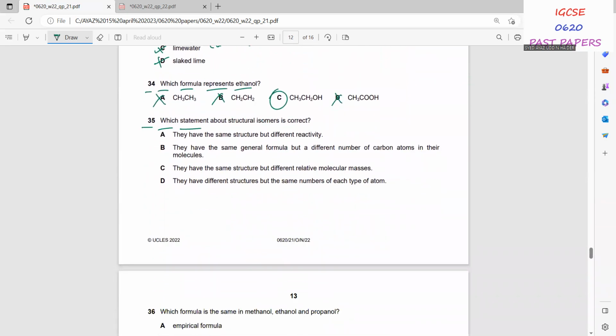35. Which statement about structural isomers is correct? A, they have the same structure but different reactivity. No, this is wrong. B, they have the same general formula but a different number of carbon atoms in their molecules. This is also wrong. C, they have the same structure but different relative molecular mass. This is again wrong. Structure will be different and relative molecular mass will be the same. So D will be the right answer. They have different structure but the same number of each type of atom.